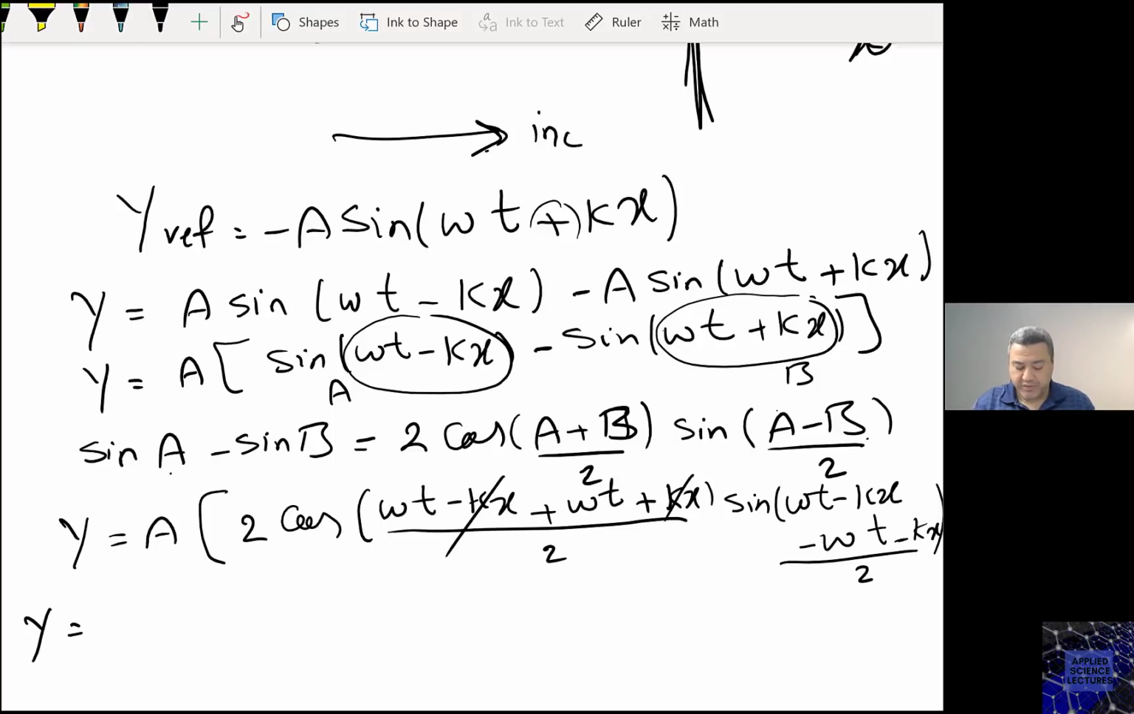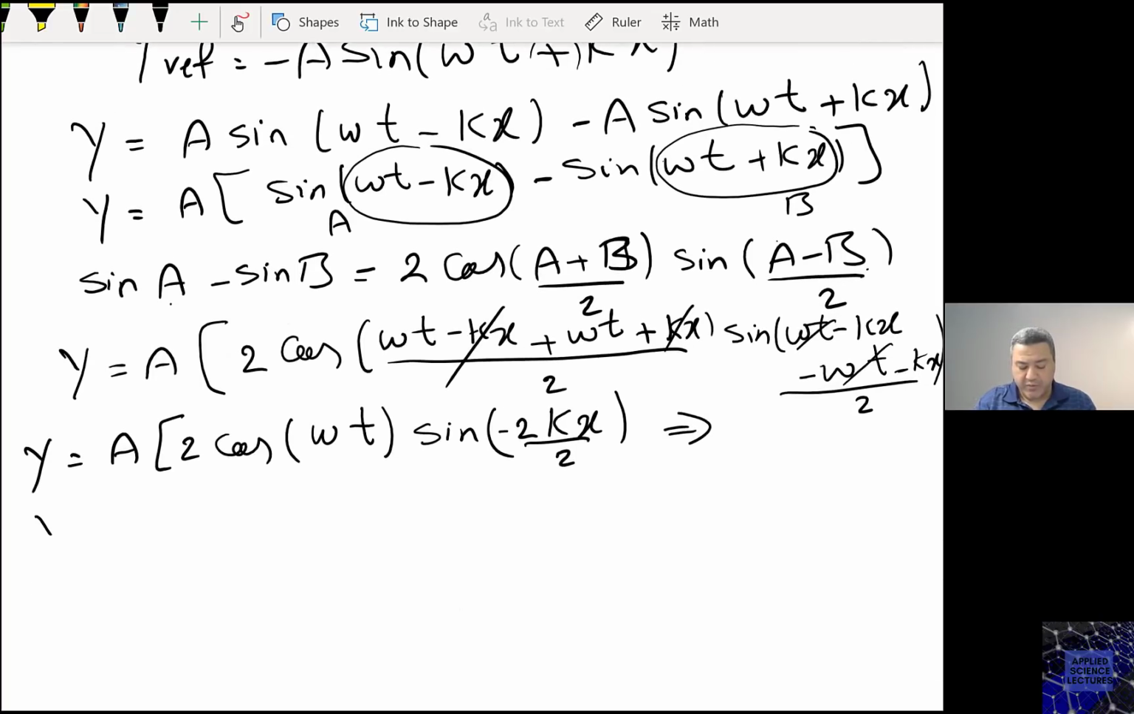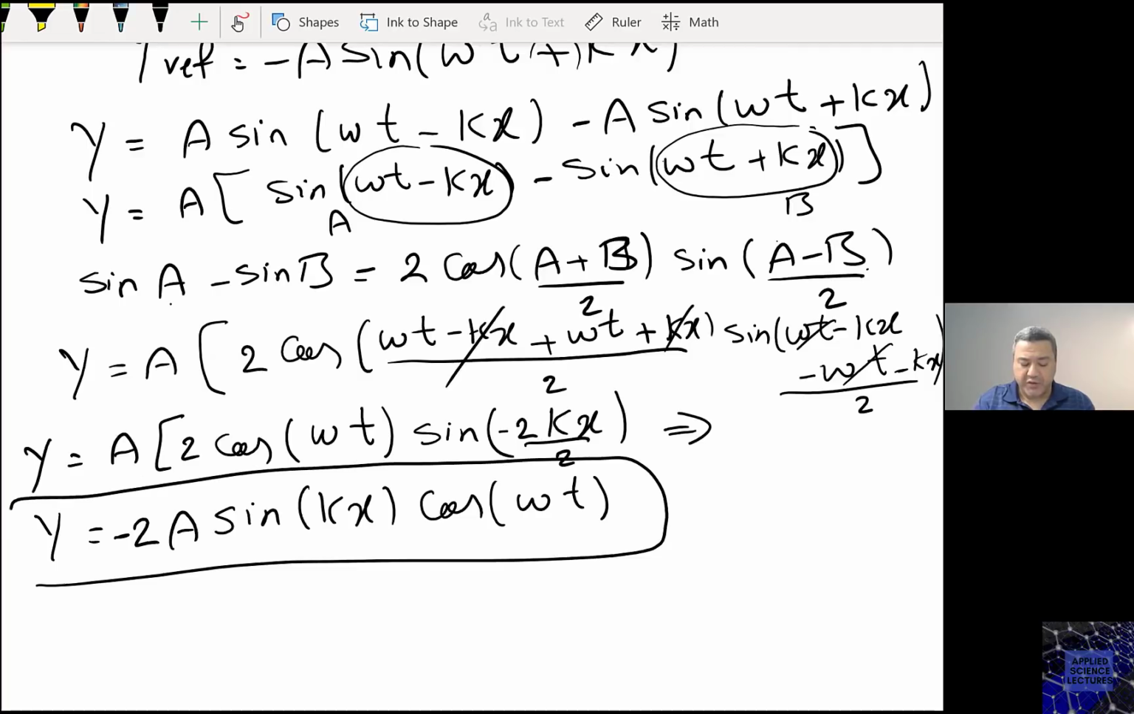with a 2 cosine ωt. Here, the ωt is going to cancel, so sine of (−2kx) divided by 2, or y equals 2a, minus sine kx cosine ωt. So this is my standing wave.